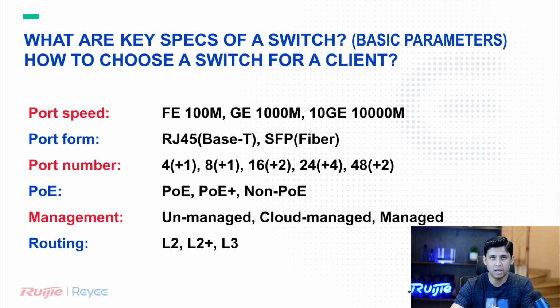Another thing we might need to look at is routing requirements, whether they need only layer 2, layer 2 plus, or layer 3 type of switch. So these are a few basic parameters we need to look for when we are deciding a switch, when we are suggesting a switch to a client.